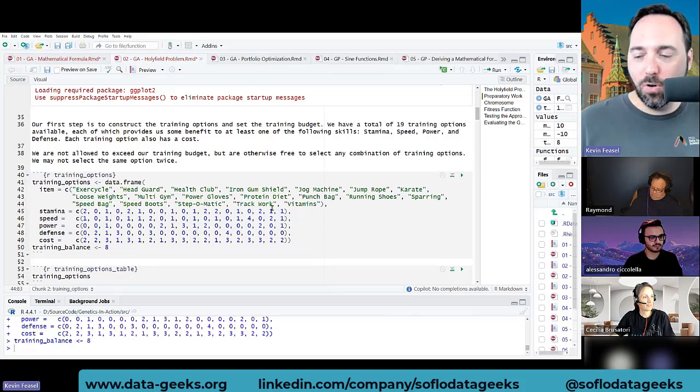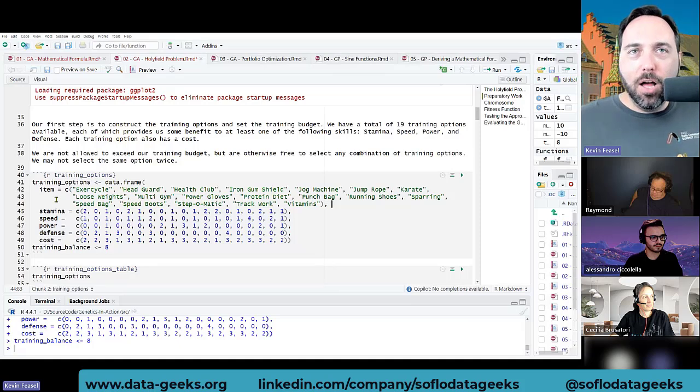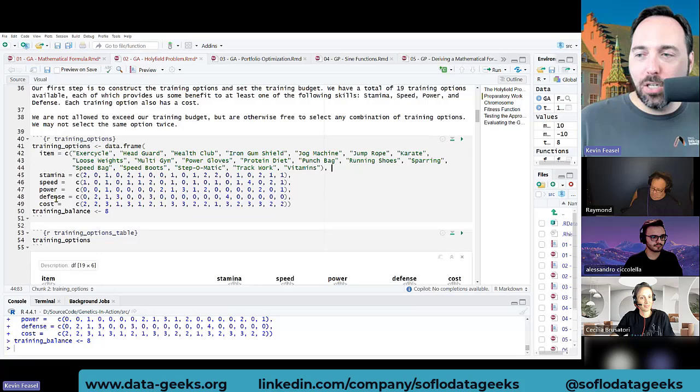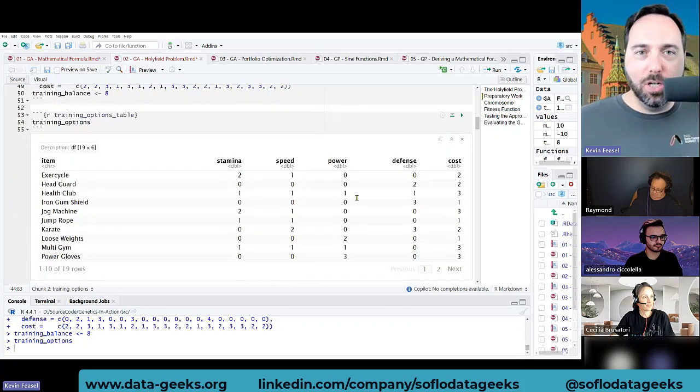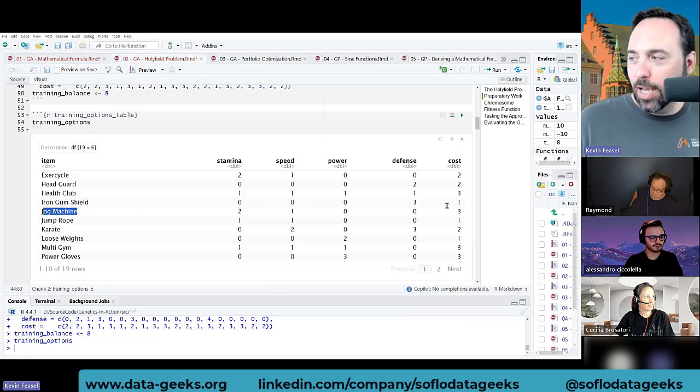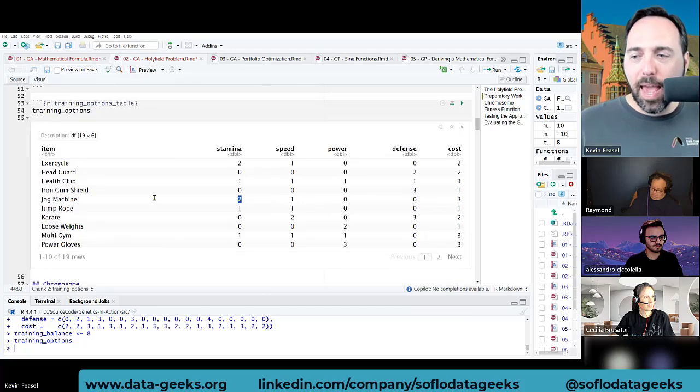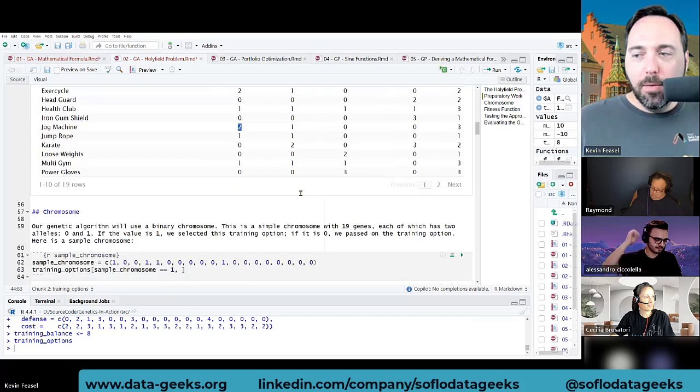And let me store my training balance and my training options. And efficiency is also going to matter on how valuable each of these skills are. And to that extent, I am going to need to build a fitness function. So this is like a cost function. This is telling me that the jogging machine has a cost of 3, but it gives me a lot of stamina and some speed. And so on. There are 19 total elements.